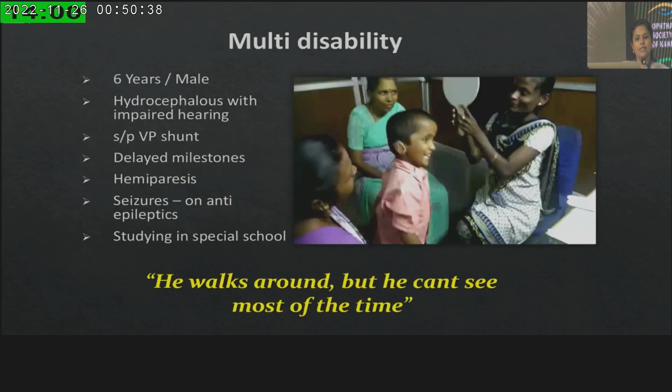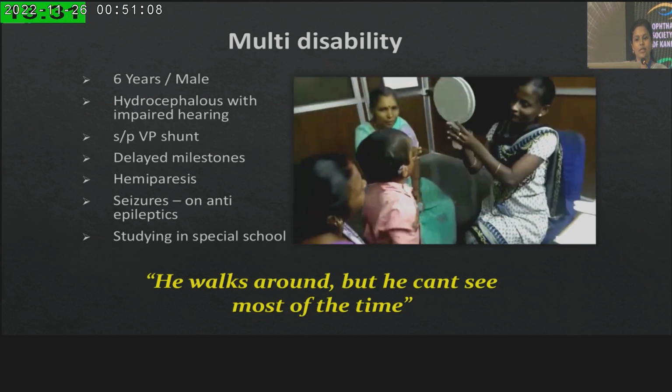This is one case scenario that I want to show. So this is a 6-year-old male child with hydrocephalus. He had impaired hearing as well, status post VP shunt, hemiparesis, seizures, so many problems associated, and he was studying in special school. This special school that he was studying is a government integrated special school. So eventually the teacher said that he's not able to see, put him in a blind school. But then the parents came to us telling he walks around, he does most of his work, but then they tell that he can't see.